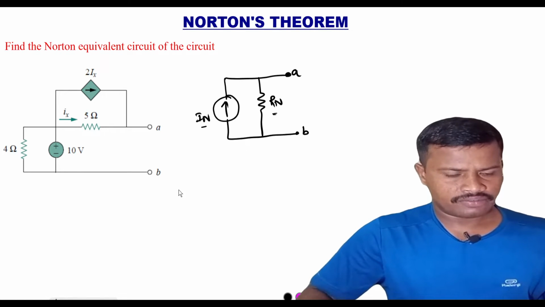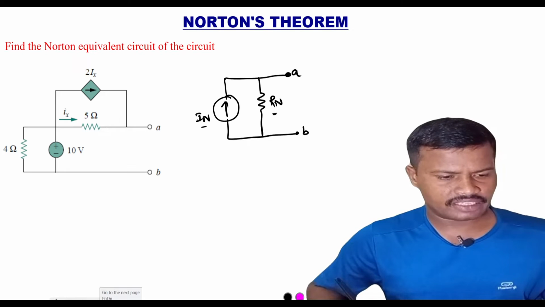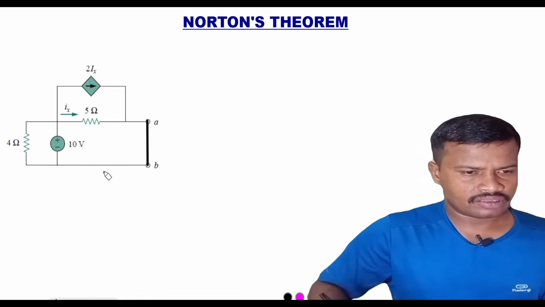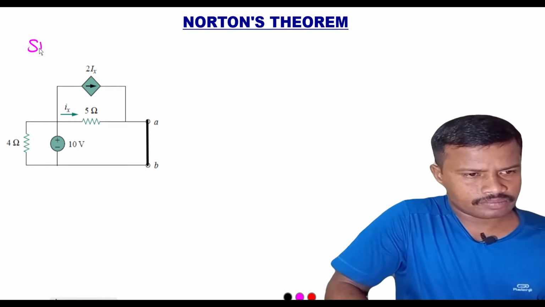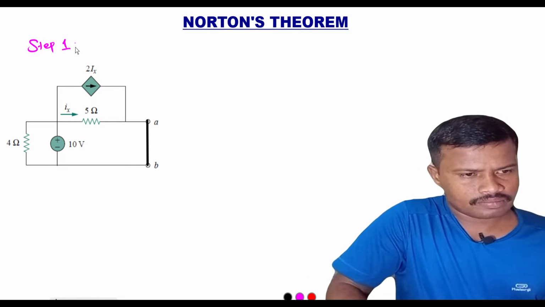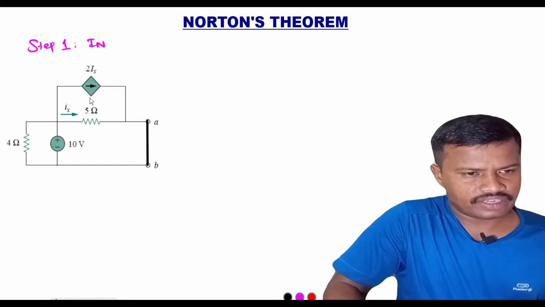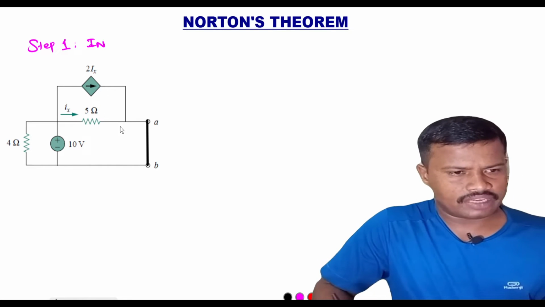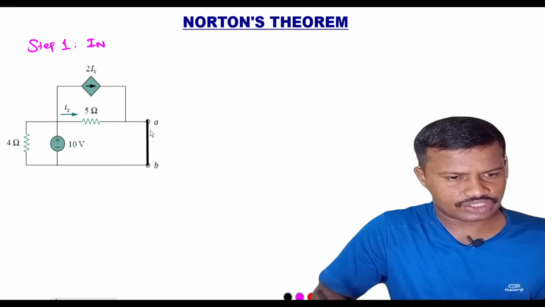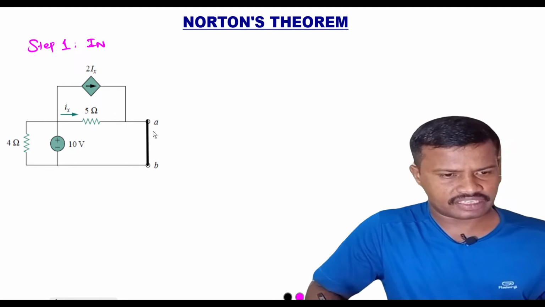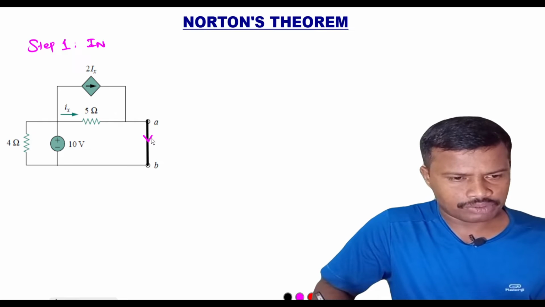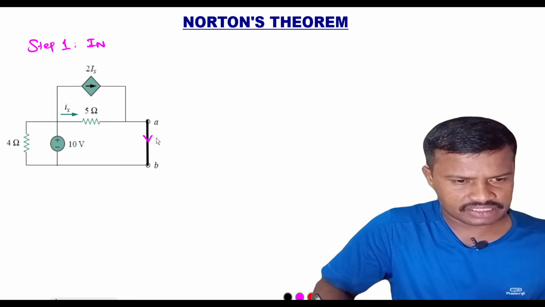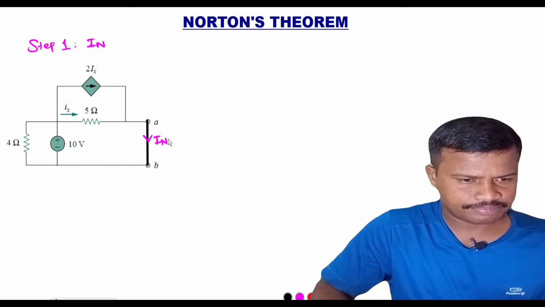For this, as a first step, step 1, we will find the value of IN. To find the value of IN, we need to short circuit the terminals A and B, and find the amount of current flowing through the A and B terminals, that is IN.